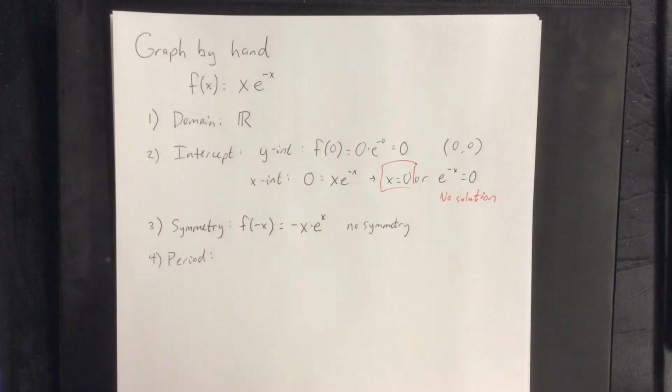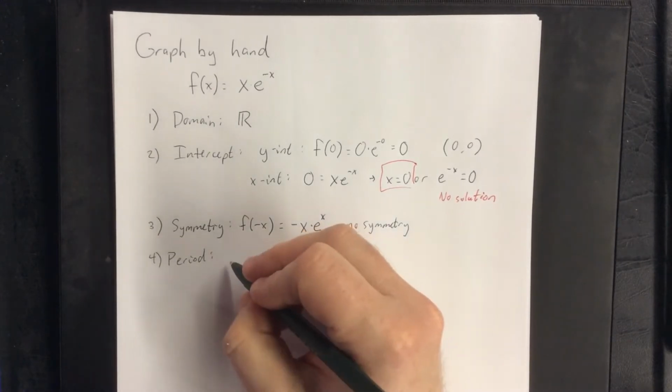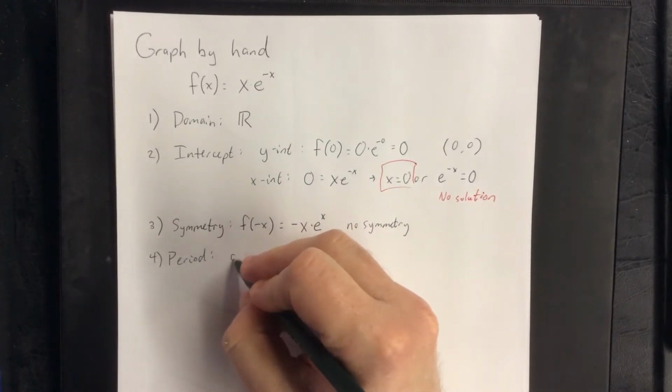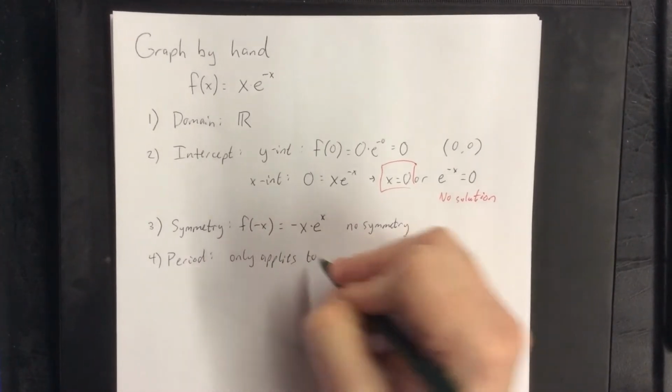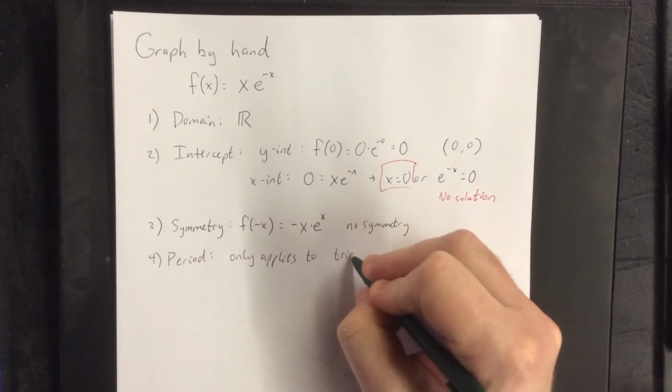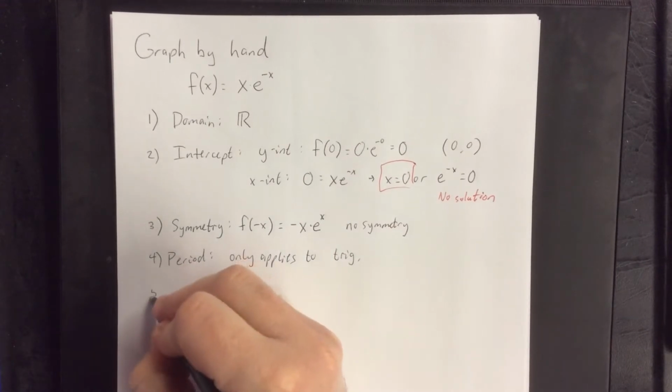For number 4, we look for the period, and this is not applicable to exponentials, so this only applies to trigonometric functions for the time being, so we don't need to worry about that one.